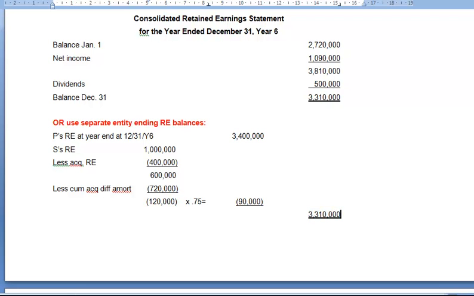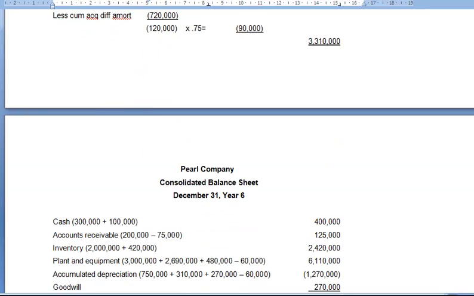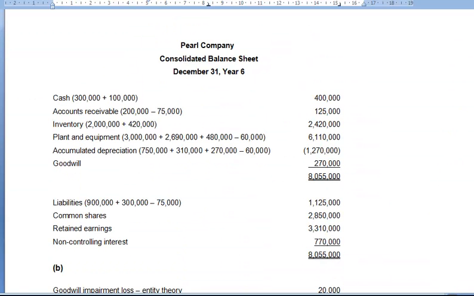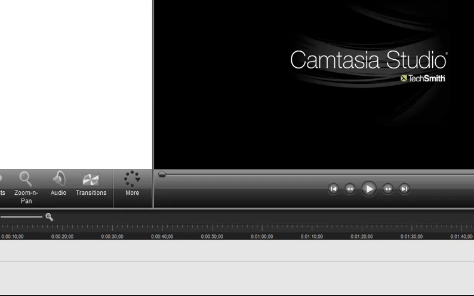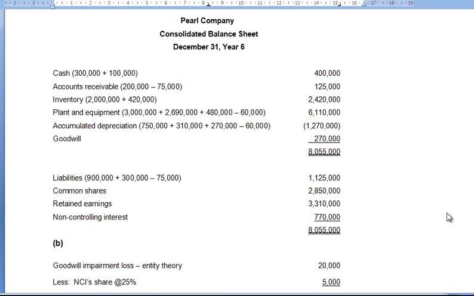So either way should give you the right numbers. Now, the next thing we're going to do is use the NCI and the retained earnings in order to prepare the consolidated balance sheet. Okay, so now if we have a look at the consolidated balance sheet, we're going to take the cash of the parent and add it to the cash of the sub, which is going to give us 400,000.